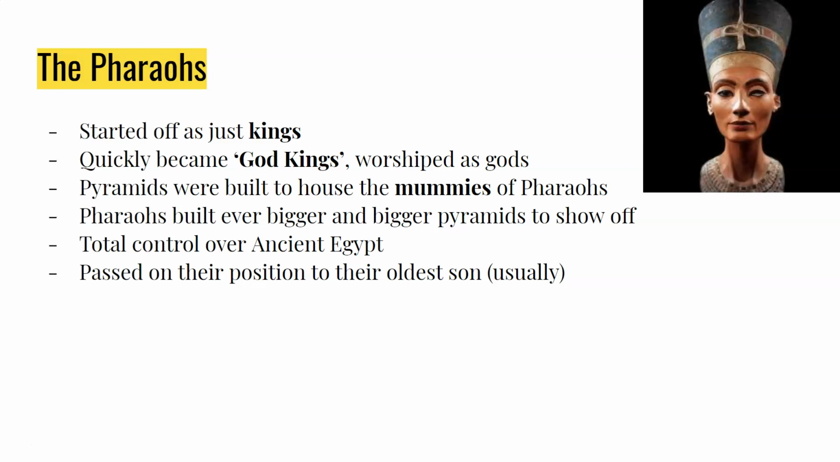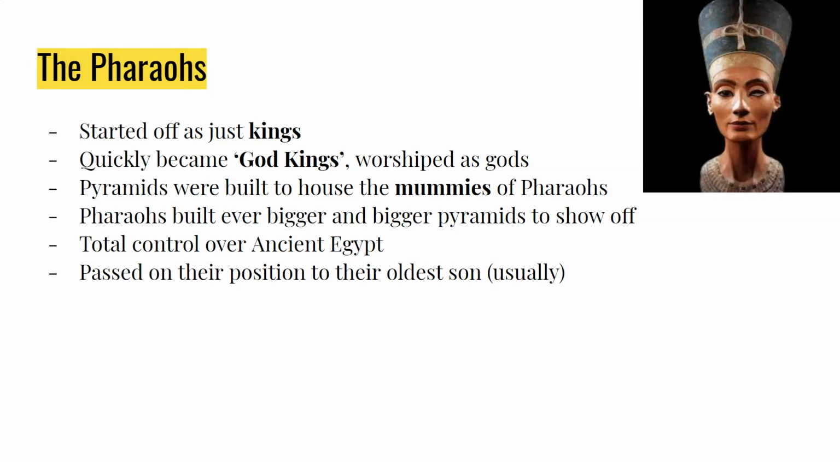So essentially, they transformed their role from something that was mainly governing a place, ruling a place, to something that was religious as well. They built pyramids to house their mummies, so they would have their bodies mummified to be preserved for thousands of years, and those mummies were then placed in pyramids. And they competed. They would build bigger and bigger pyramids to show off just how important they were, or how much money they had, how wealthy their country was, essentially showing off. They had complete control of ancient Egypt, so no one else could contest their power. They were the ones in charge, and everybody knew it.